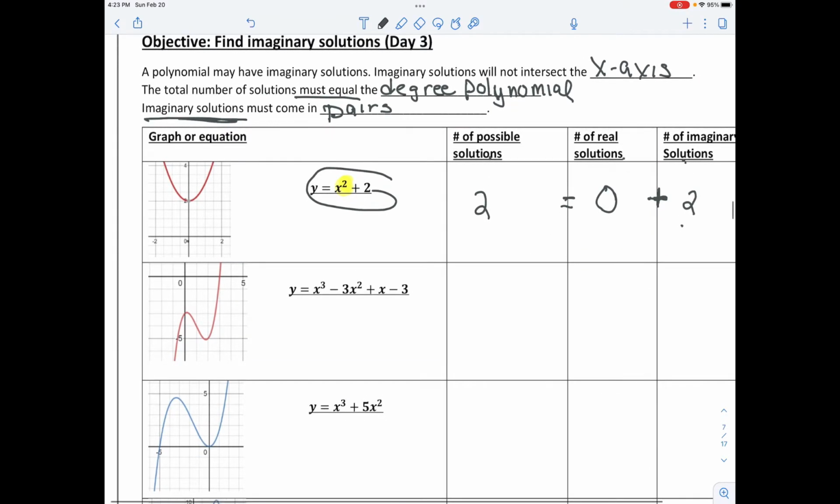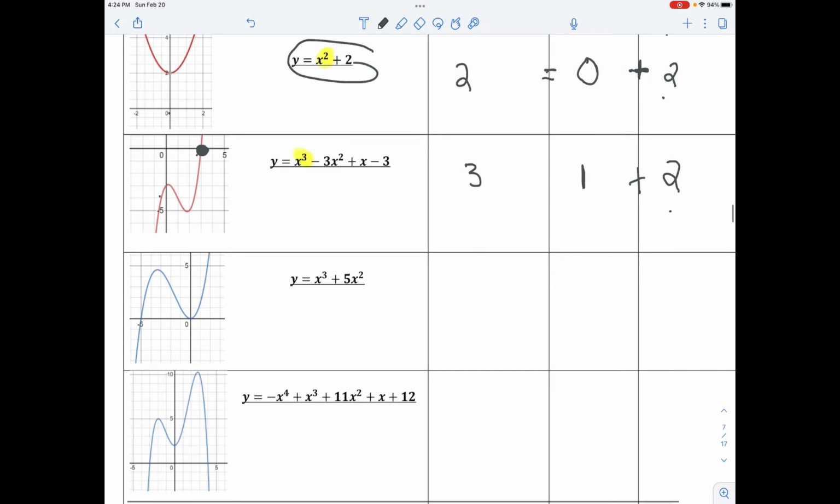All right, let's look at the next one. What is the highest degree of this polynomial? That's right, it is 3. So that means the number of real solutions plus the number of imaginary solutions must equal 3. So how many real solutions do we have? The only real solution we have is here. So we have 1 real solution. That means how many imaginary solutions do we have? That means that we must have 2 imaginary solutions because 2 plus 1 is 3.